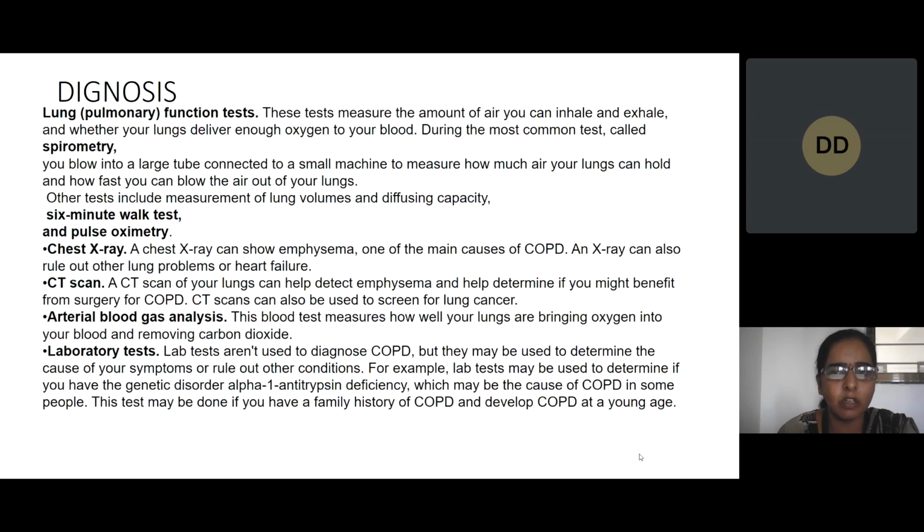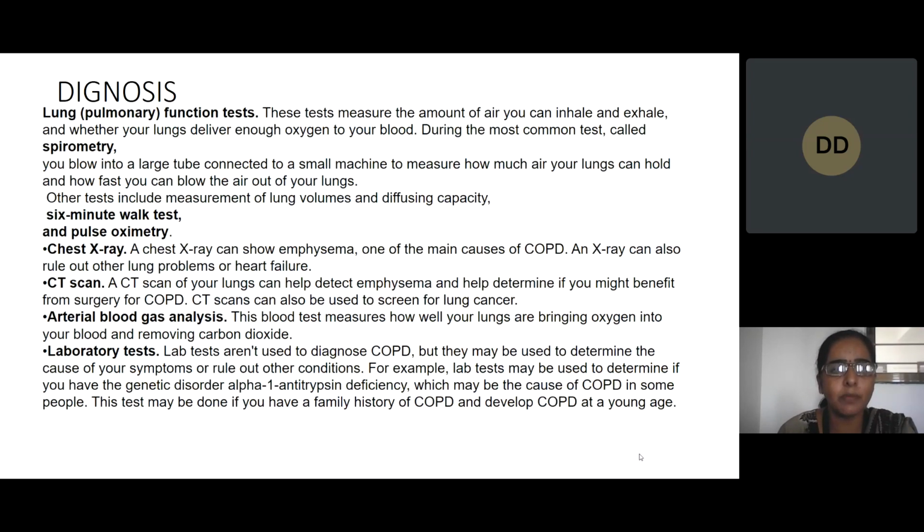The chest X-ray does not directly show a finding for COPD, but it can show emphysema, one of the main causes of COPD, and it can also rule out other lung problems or heart failure, which may be the cause of COPD-like symptoms. Again, the CT can also help.